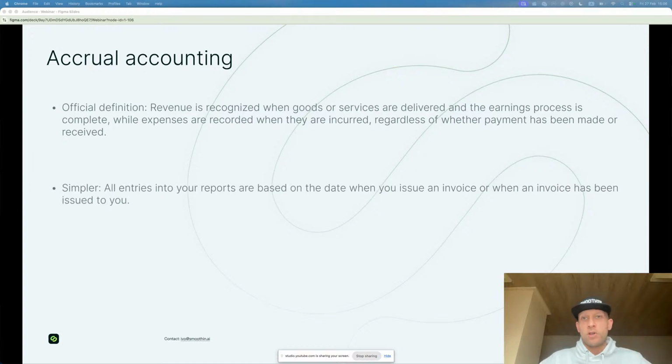But if you're a little bit like me, I'll put it in even simpler terms. All entries into your reports, so into your books and logs, are based on the date when you issue an invoice or when an invoice was issued to you. Okay? So the main thing to remember here is it's a question about timing.